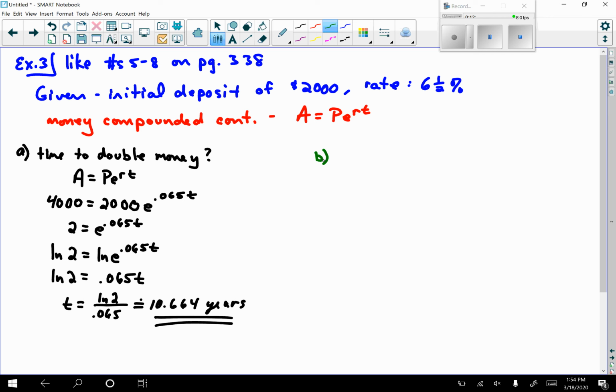For question B, how much money do we have in 30 years? Well, this is just straightforward, simpler than part A. We're just going to use our formula here to figure out how much money we have in 30 years. So A is equal to 2,000 times e to the 0.065t. Then A of 30 is equal to 2,000 times e to the 0.065 times 30.